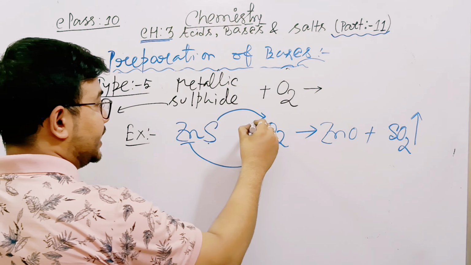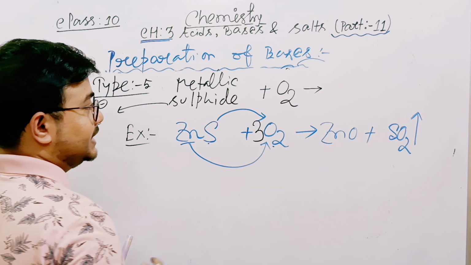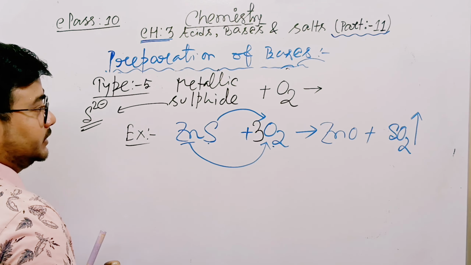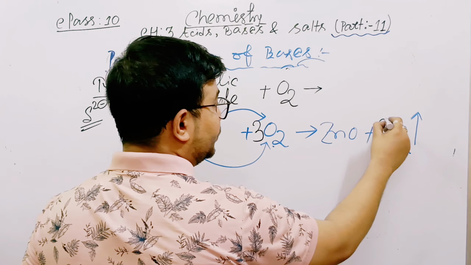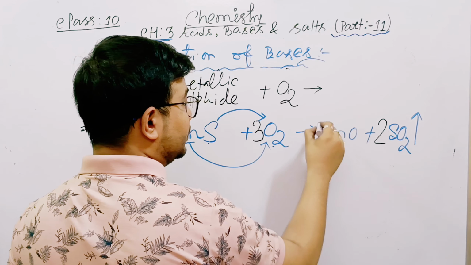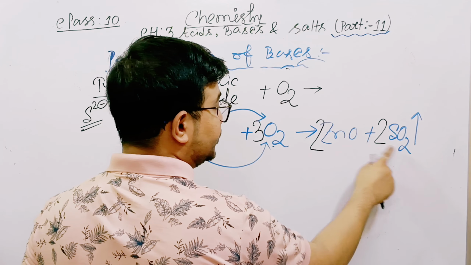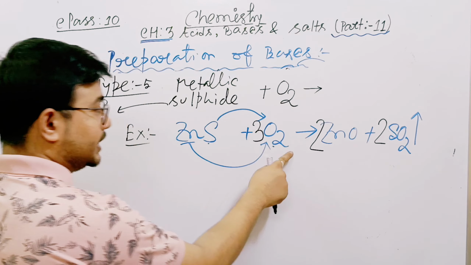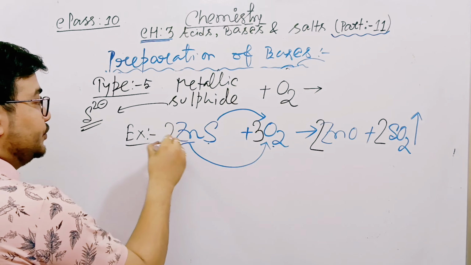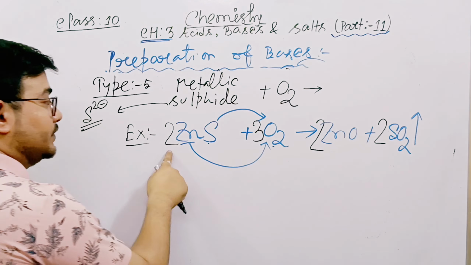If you give 3 here, oxygen becomes 6. If you give 2 here, oxygen is 4, another 2. So see, oxygen 2 to 4 and here 2, so 6, here also 6. Zinc becomes 2, give 2. Sulfur is also 2. See, sulfur is also 2.